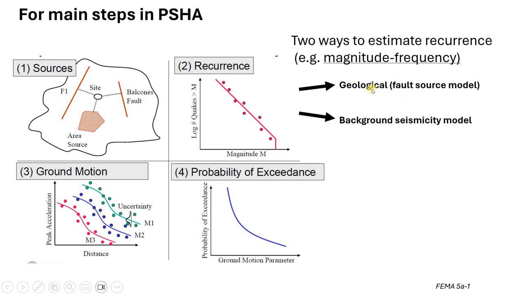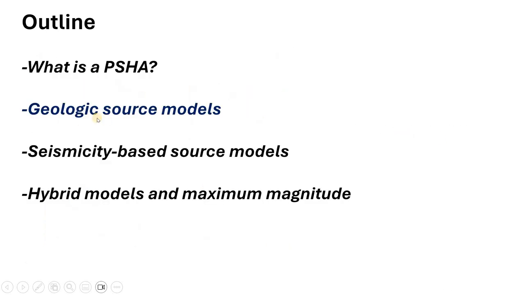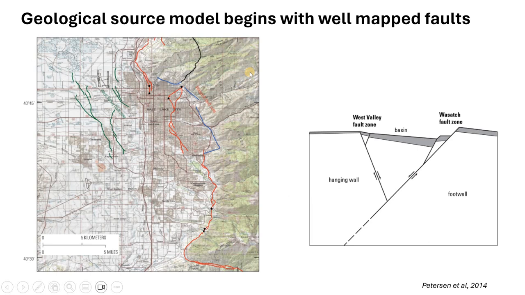One is a geological model, or a fault source model, or a background seismicity source model. So we'll first talk about the geologic source model. Any geologic source model begins with well-mapped faults. And here we have an example of faults that are mapped near Salt Lake City, Utah. This is the Wasatch Fault System. This is from the National Seismic Hazard Assessment.